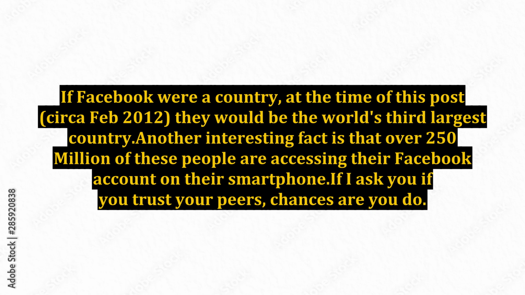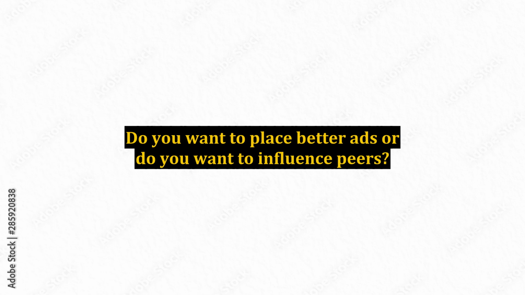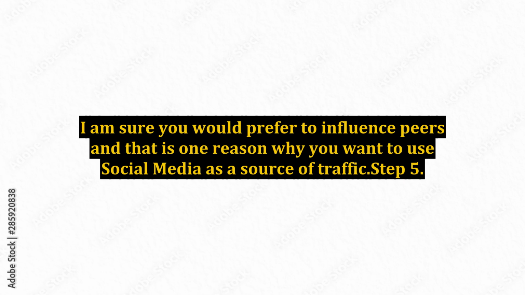Another interesting fact is that over 250 million of these people are accessing their Facebook account on their smartphone. If I ask you if you trust your peers, chances are you do. Peers are based on trust. According to Socialnomics, 90% of the people trust their peers. So, what do you want to do as an affiliate marketer online? Do you want to place better ads, or do you want to influence peers? I am sure you would prefer to influence peers, and that is one reason why you want to use social media as a source of traffic.